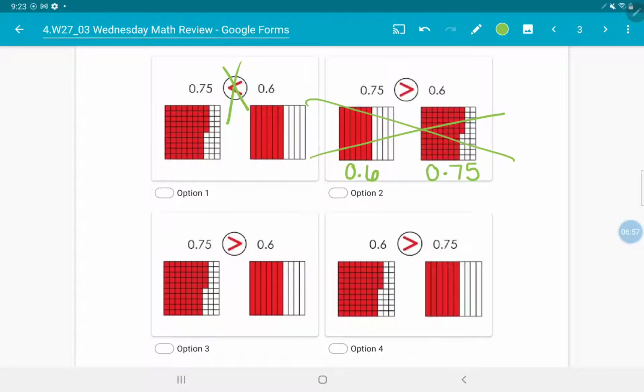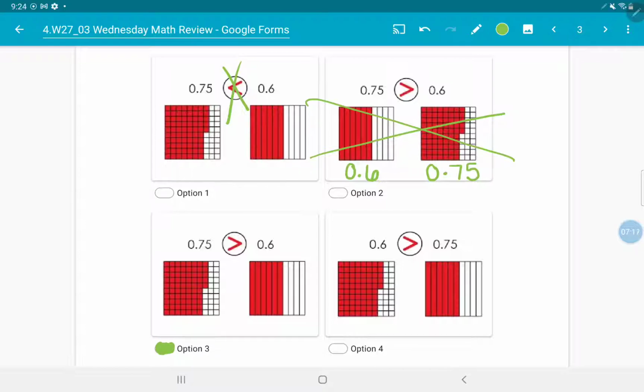Okay, how about option 3? Yes. 75 hundredths is greater than 6/10. We know that's true. Do we have 75 hundredths shaded? Yes. Do we have 6/10 shaded? Yes. So option 3 is the correct answer there.